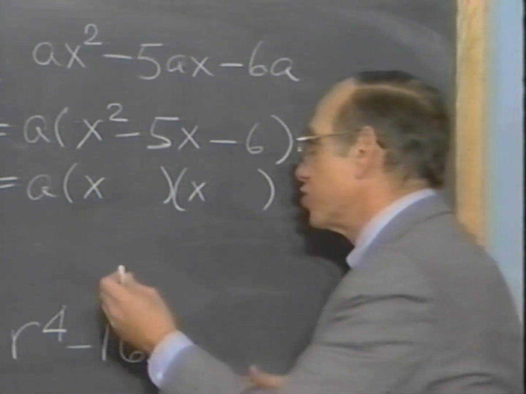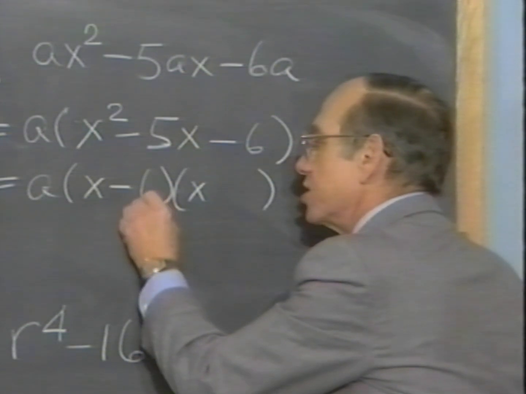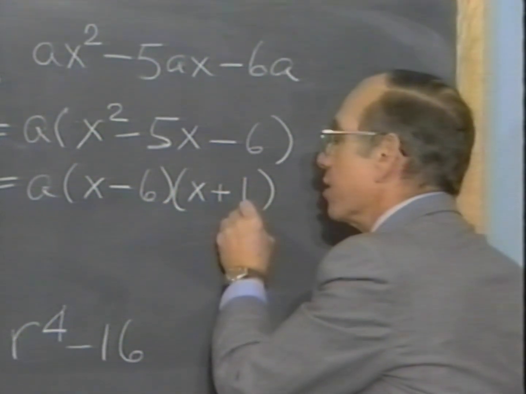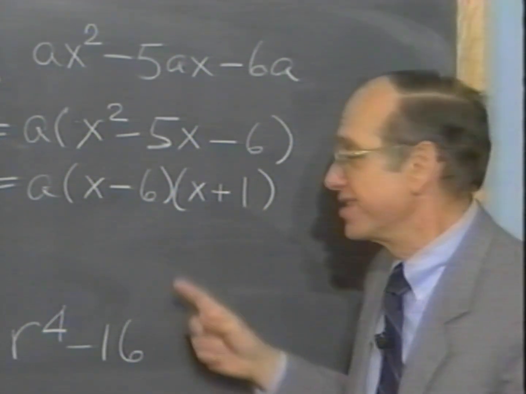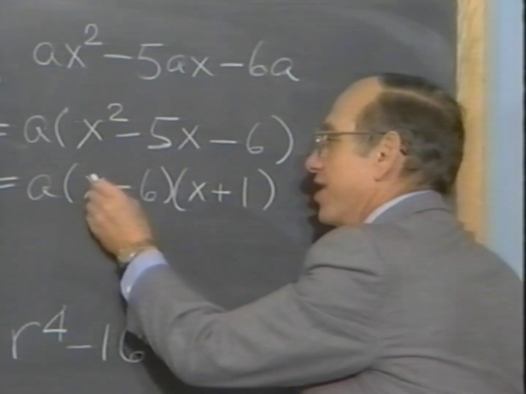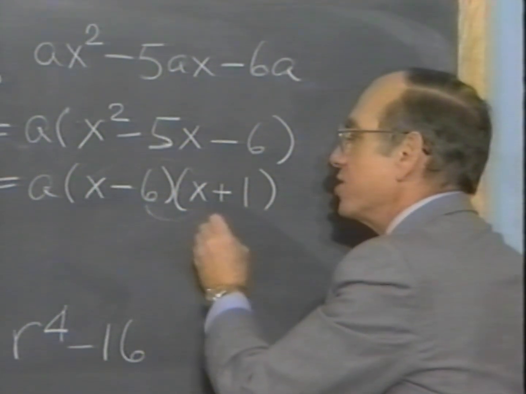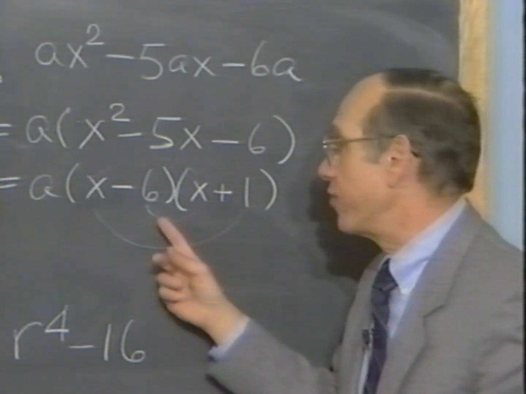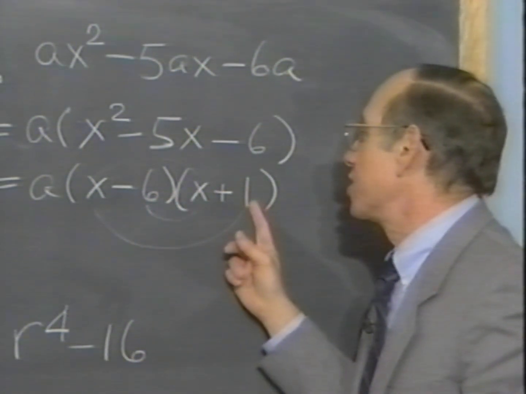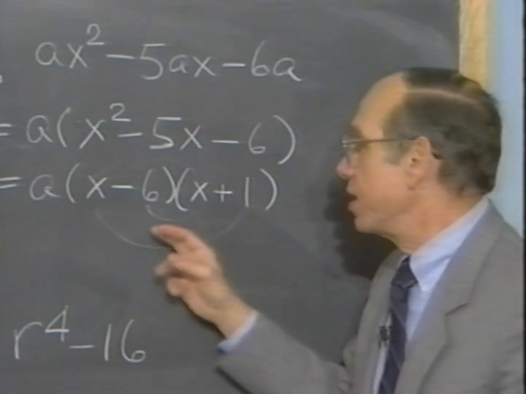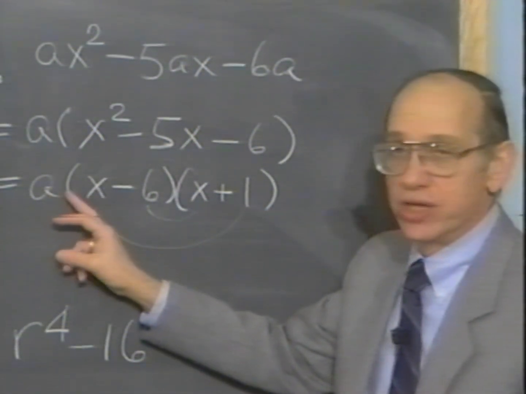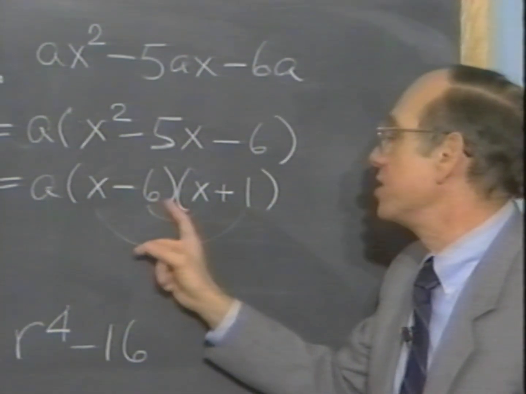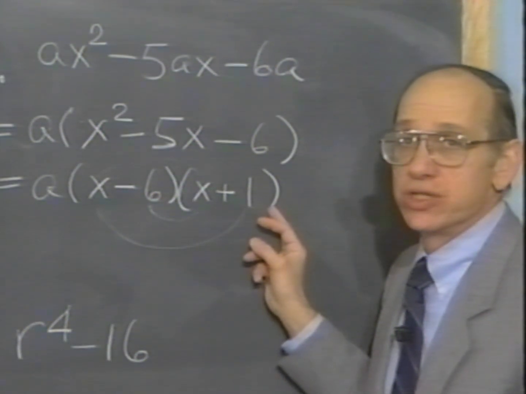All right? Let's try this. Minus 6 here and plus 1 here. If that doesn't work, we'll try something else. All right? We have x squared. Here's a minus 6x plus x. Minus 6x plus 1x is minus 5x. And minus 6 times plus 1 is minus 6. And we have the complete factorization: a times x minus 6 times x plus 1.